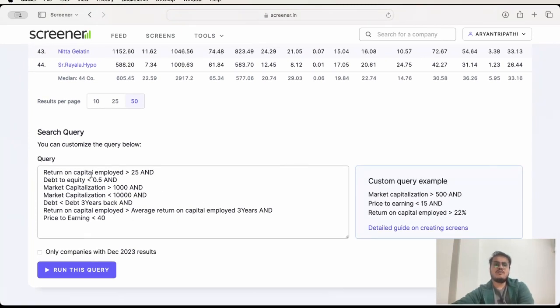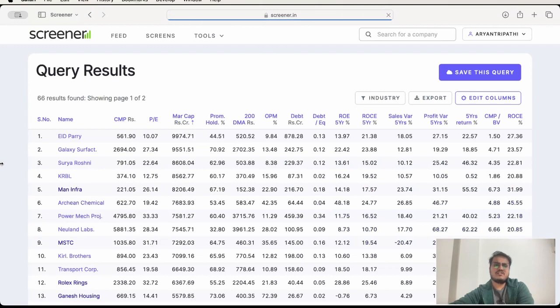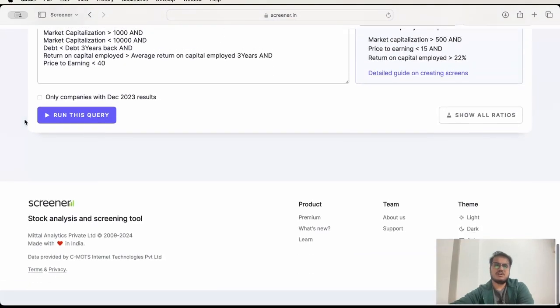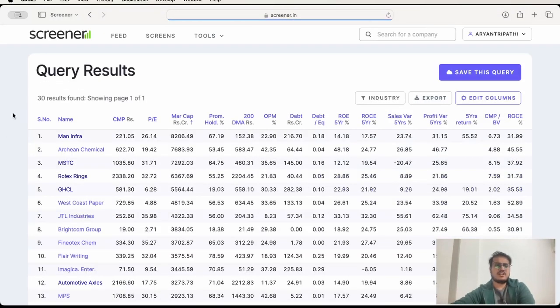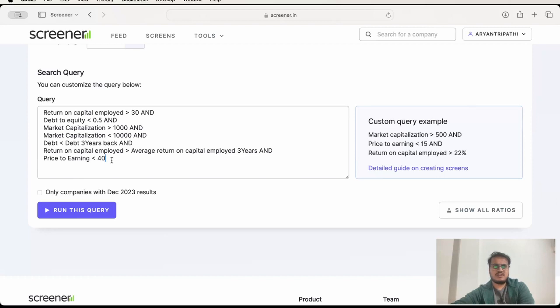Now for you, the criteria might be ROC, might be you want to put 20. You run this query, the result will increase. If you want more strict criteria, you can make it 30, the result will reduce by a lot, it will be only 30. So you can go play around, you can pause and use this to write your own screener if you feel this is useful. We'll go back to the next screen I am using.